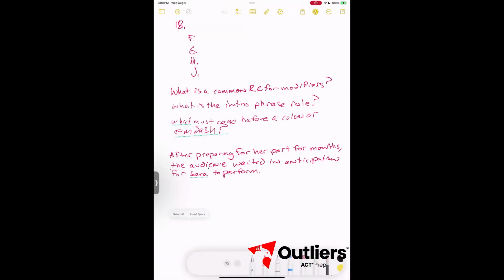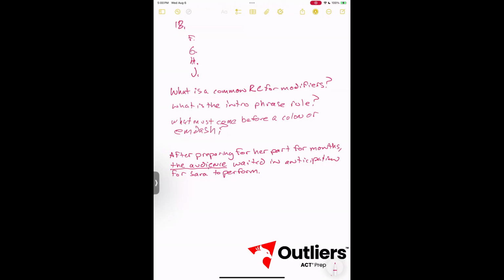The answer to that is no, it was not the audience. It was Sarah that was preparing for a part for months. So Sarah must be what immediately follows the introductory phrase or clause. And that is what is wrong with this sentence. And that's also what is very commonly wrong in modifier questions. So let's take a look at number 18 with that in mind.